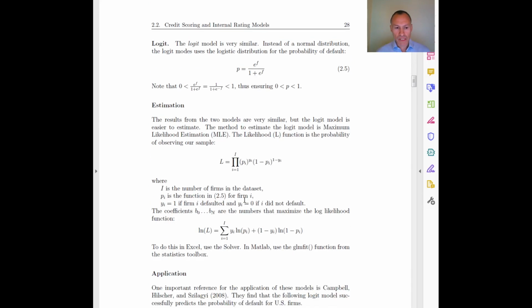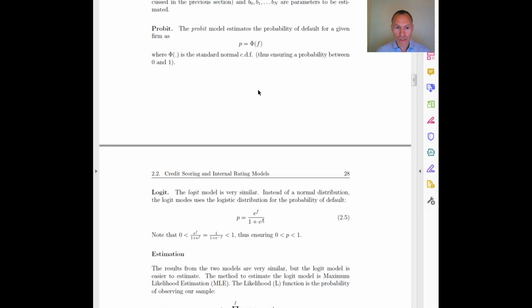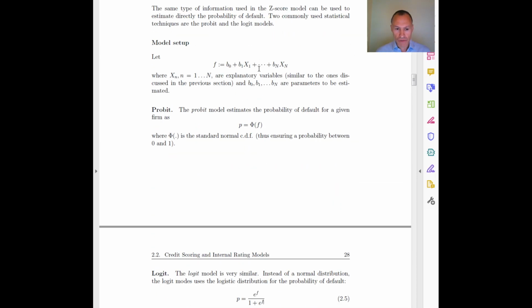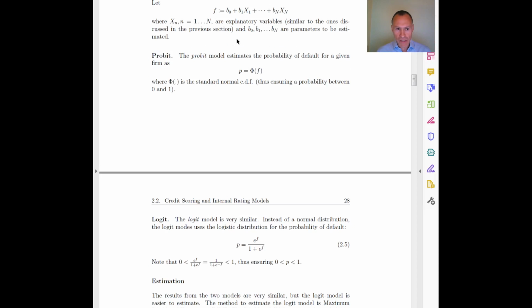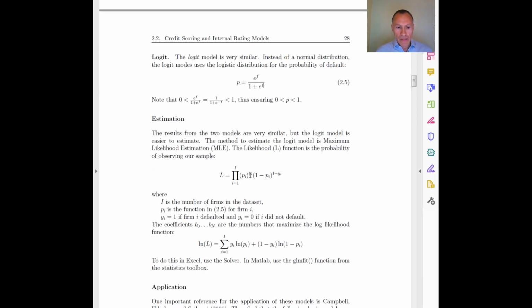So more precisely, what I'm going to do is build a likelihood function, which is like this. P is the probability for firm i. The probability is this expression here, which in turn depends on the F function, which in turn depends on the ratios, on the X variables, and on the B's that I want to estimate, right? The Y here is 1 if the firm defaulted and 0 otherwise.